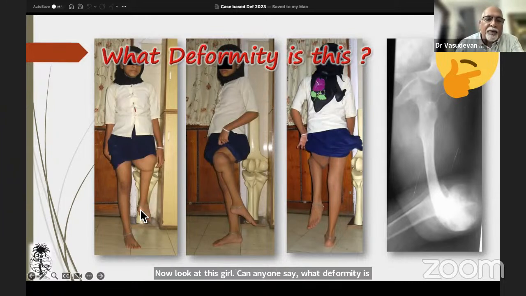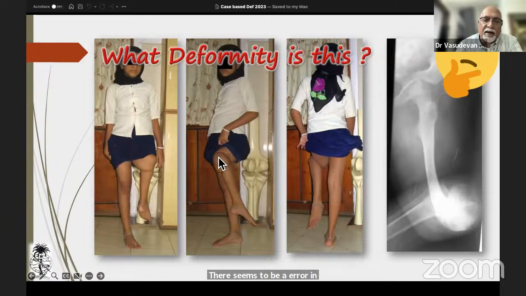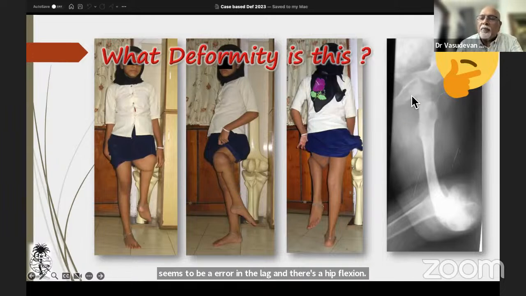Here the heel is looking forward, anteriorly. The foot is backward. There seems to be a rotation in the leg, and there is a hip flexion contracture. It is some sort of very complicated case. And this was the x-ray I got.